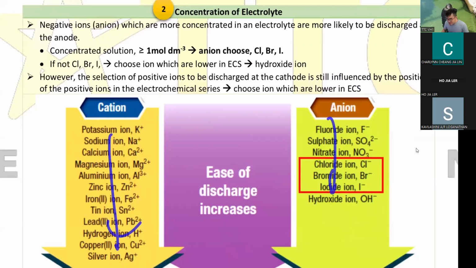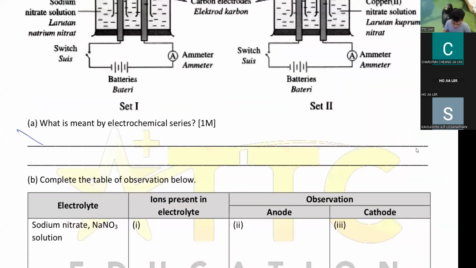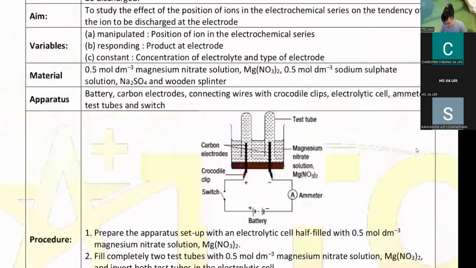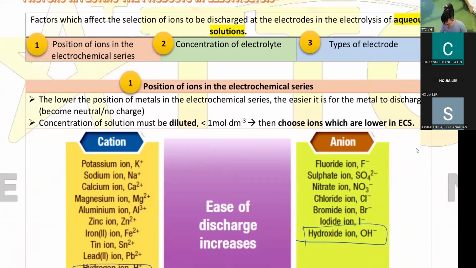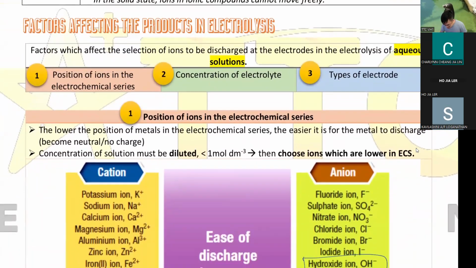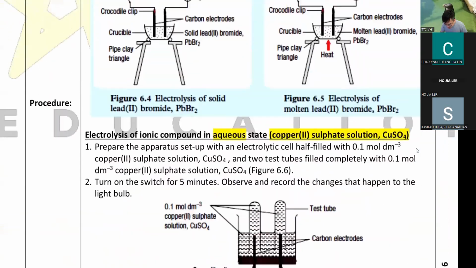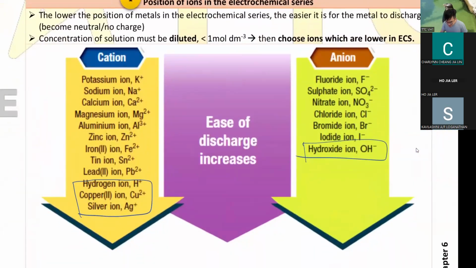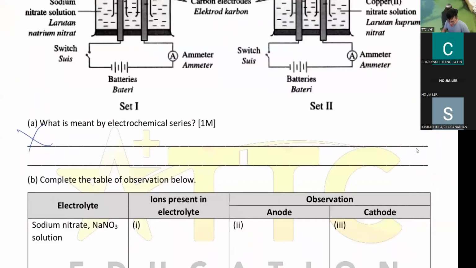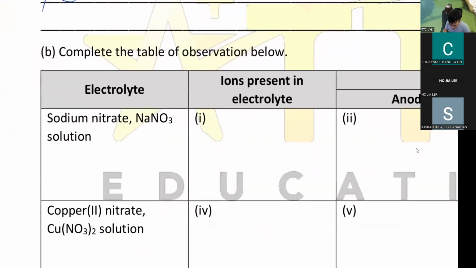What is the meaning of the ECS? It's the ranking system. So you don't need to know the definition. They are not asking this for the exam, so I'm going to skip. But if you must know the answer, it's an arrangement of cations and anions according to their reactivity. Right, guys, let's look at the first situation.